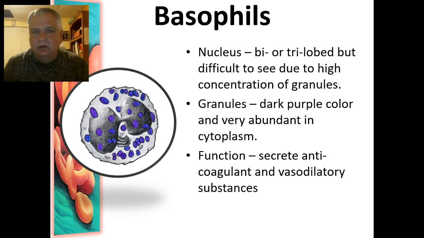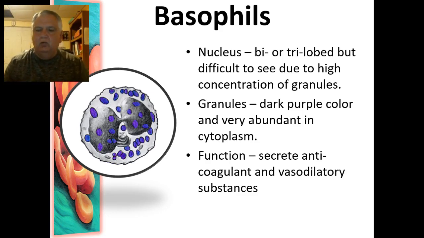So anticoagulant, things that stop blood clotting, and vasodilatory substances, these are chemicals that will cause blood vessels where an infection is going on to dilate or to open up to allow greater volumes of blood, bringing in neutrophils, eosinophils, and other immune system factors to help fight off that infection.